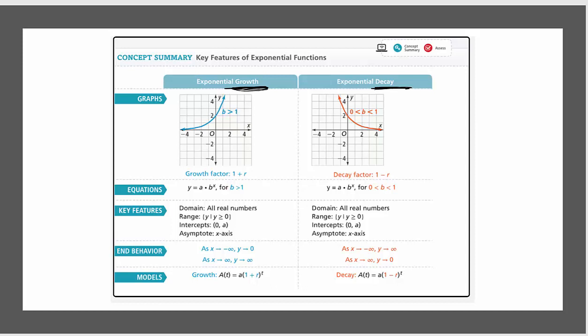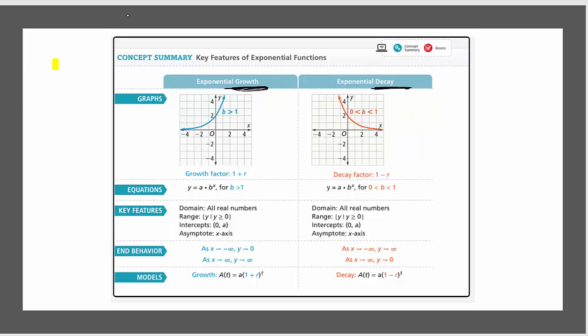On the left-hand graph, our growth graph, you'll notice that as the x values increase, the y values are also increasing. So it's going up and to the right. And on the exponential decay, you'll notice that as the x values increase, the y values are actually approaching 0. So you'll notice that they do not go into the negative y values, but they level out and have an end behavior of approaching 0.